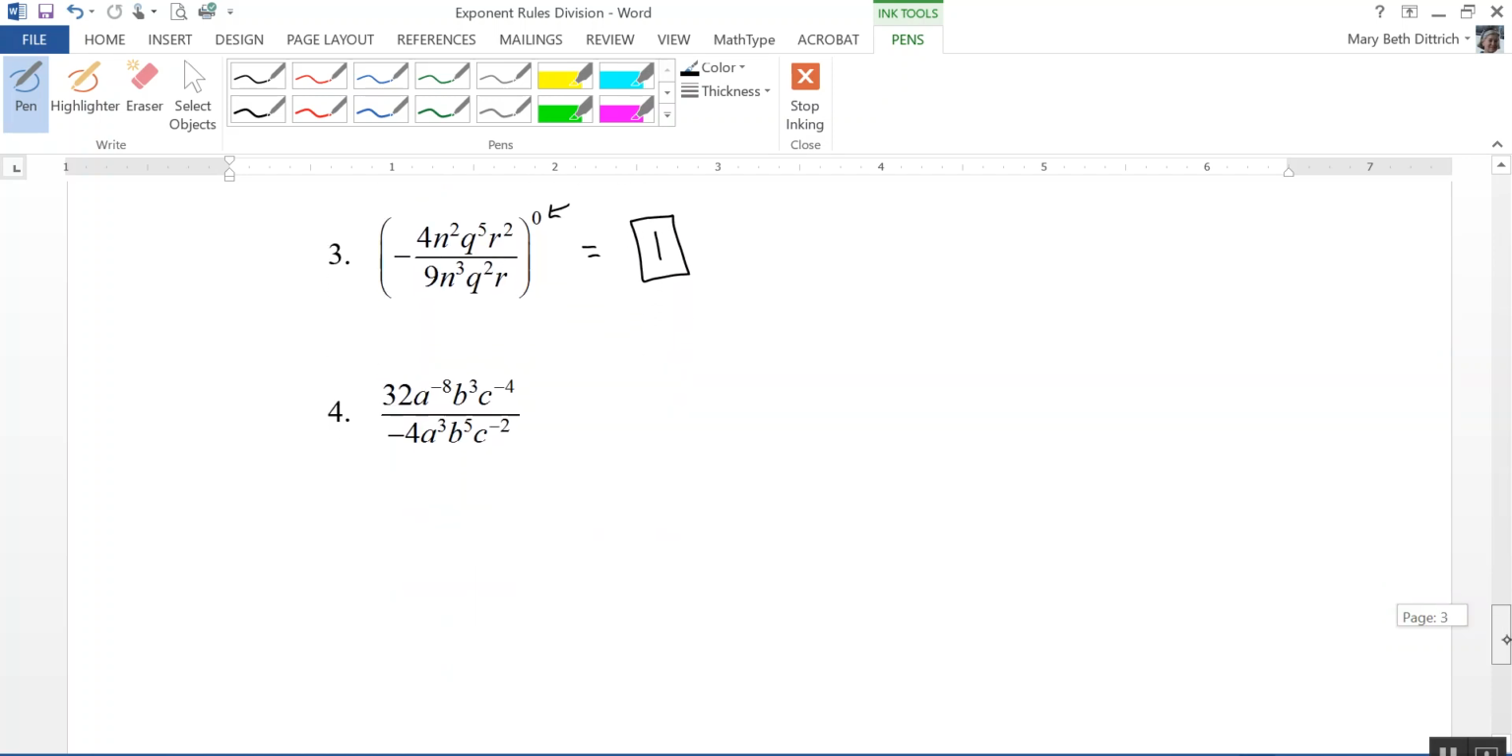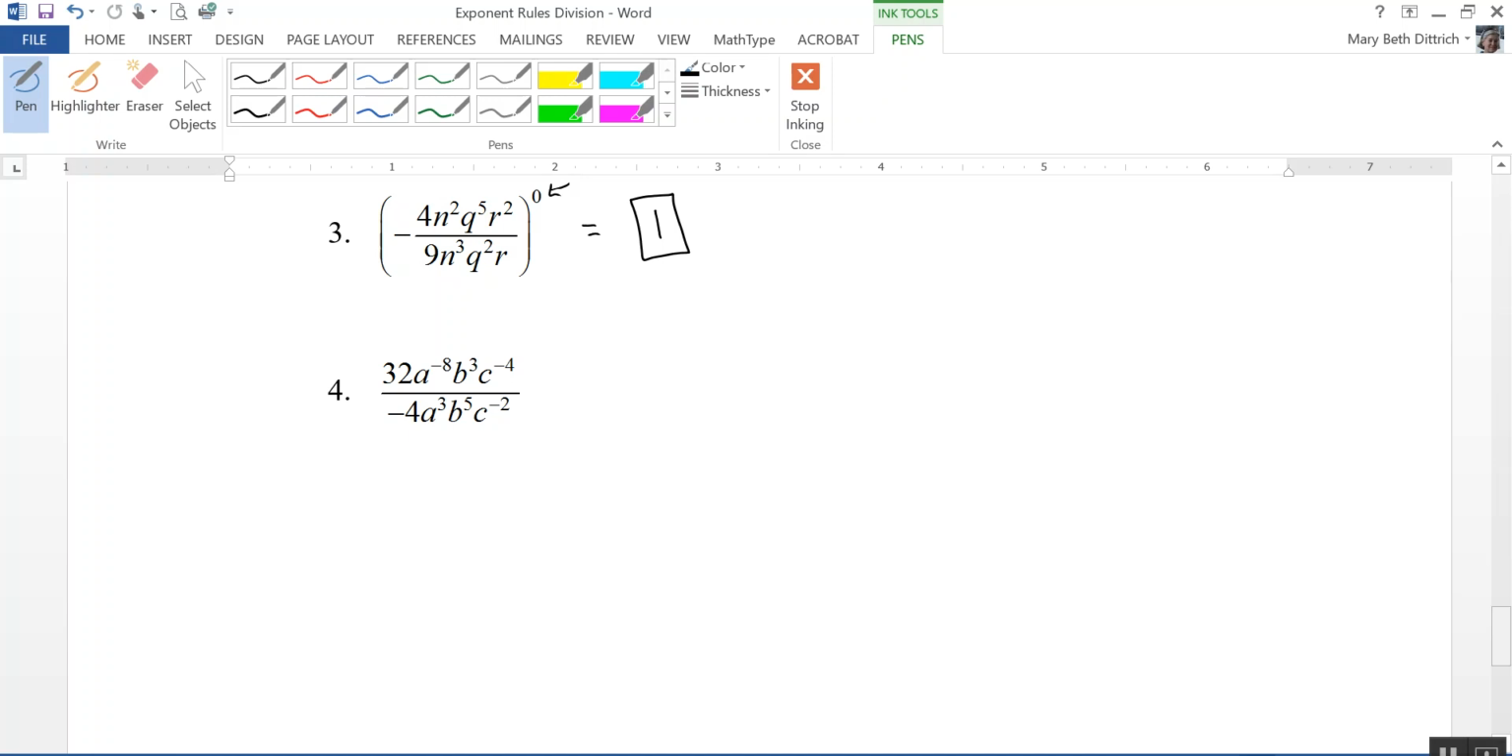And our last problem here, 32a to the negative 8th, b to the 3rd, c to the negative 4th, divided by negative 4a to the 3rd, b to the 5th, c to the negative 2. So I'm going to go ahead and write this as, I think it's going to end up being 4 fractions here. So 32 divided by negative 4, deal with your coefficients as though they're a normal fraction, times a to the negative 8th over a to the 3rd, times b to the 3rd over b to the 5th, times c to the negative 4th over c to the negative 2.